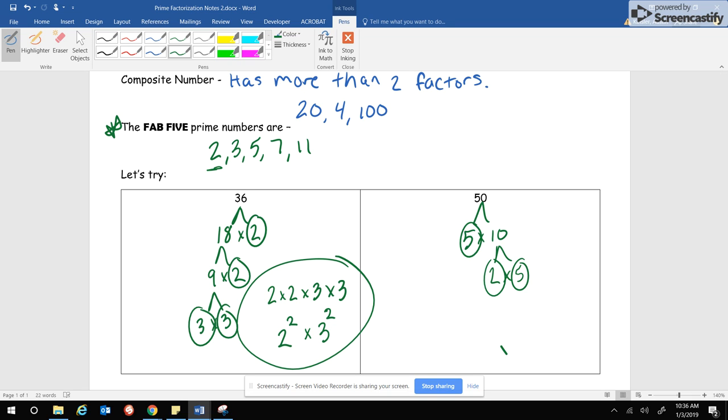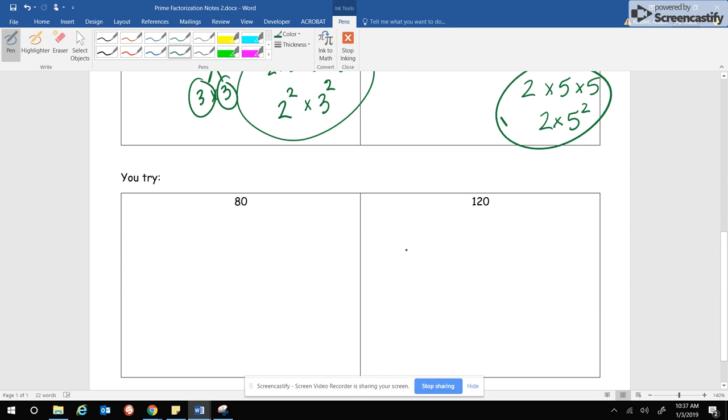Now I have all apples left, so I can write out my prime factorization. I'm going to always write least to greatest. So I have a 2 times 5 times 5. Or if I wanted to write it using exponents, I only have 1 2, so I don't need to worry about an exponent there, times 5 to the second power, because I have 2 5s. All right, you're going to try these bottom two and then get them checked with me or Mr. Fox.